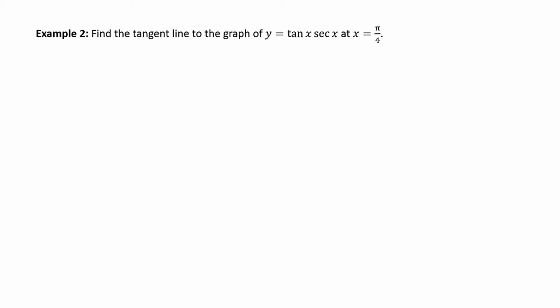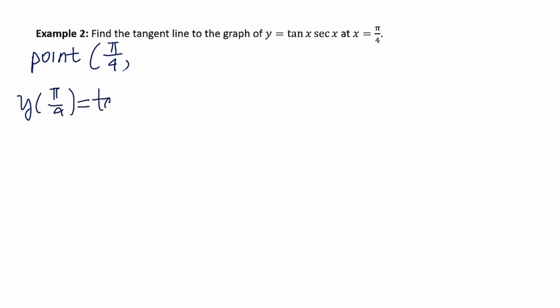Example, find the tangent line to the graph of y equals tan x secant x at x equals pi over 4. In order to get the equation of a line, you need 3 pieces of information. You need a point on the line, you need a slope at that point on the line, and you need an equation of the line form. Let's begin by finding the point. The point will be the ordered pair, pi over 4, and the function evaluated at pi over 4. So let's evaluate y at pi over 4.